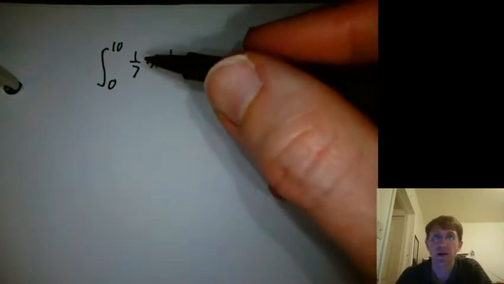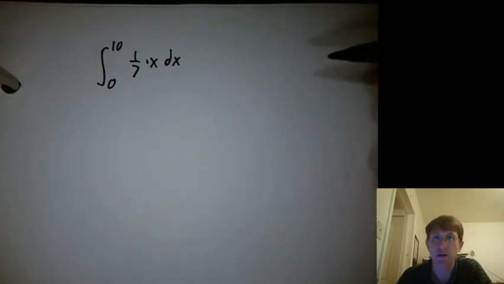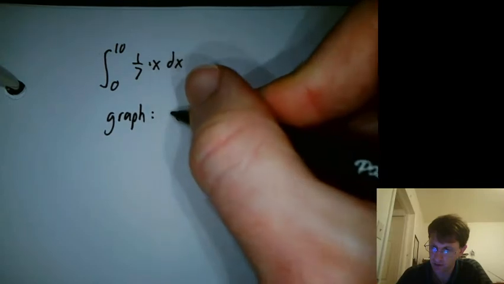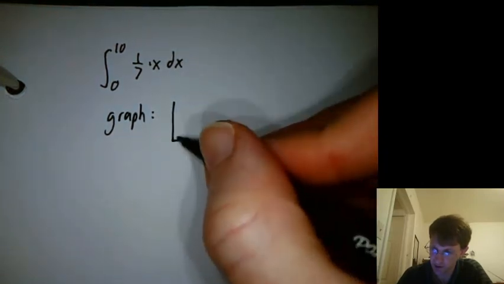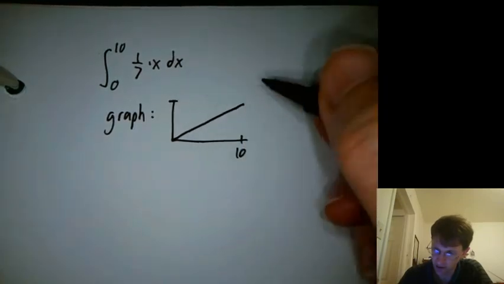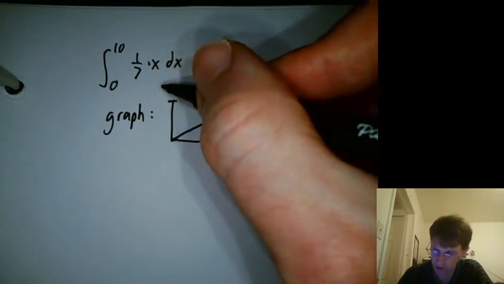Let's try an integral of a function like this, 1/7 x dx. Usual first tip is graph it, so let's graph it. 1/7 x is a straight line that goes through the origin. We're going out to 10 here. What height is this? It would be 10 times 1/7, so that would be 10/7.